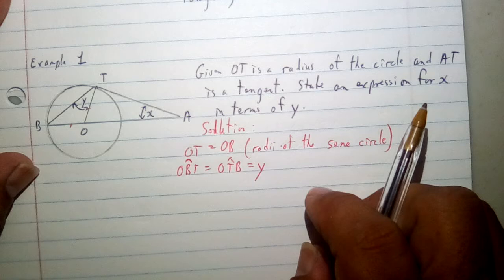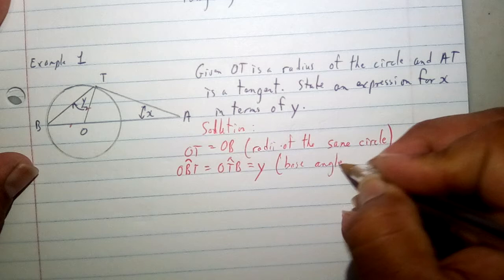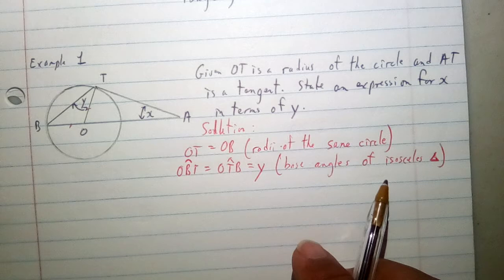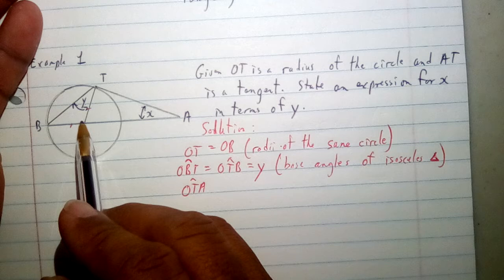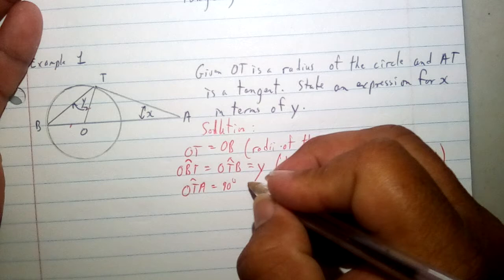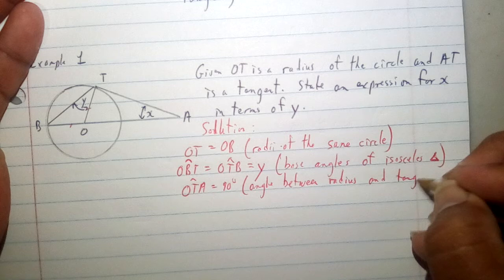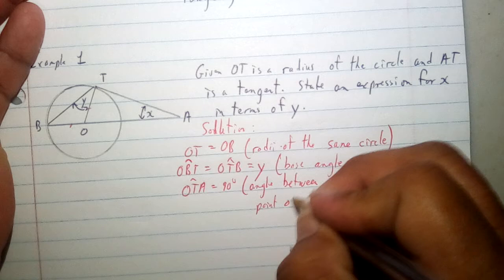Alright, and Y, okay, let's give an explanation. Base angles of isosceles triangle. I'm going to write the symbol instead of writing the word triangle, okay? So that's one of the facts. Now, angle OTA, we know that's 90 degrees, equals 90 degrees. Why? Angle between radius and tangent at a point of contact. Remember, this is our topic that we are looking at.